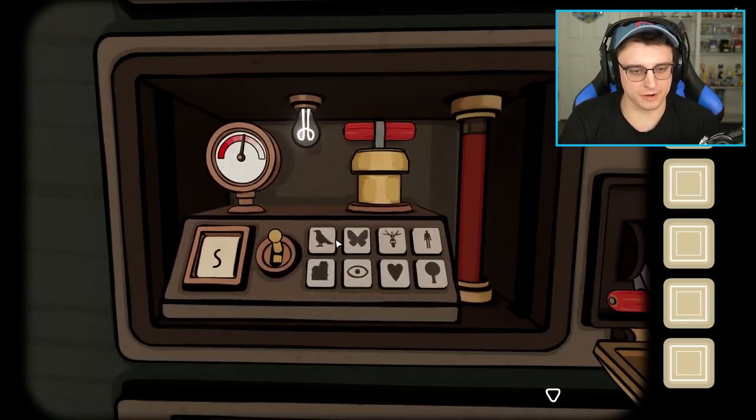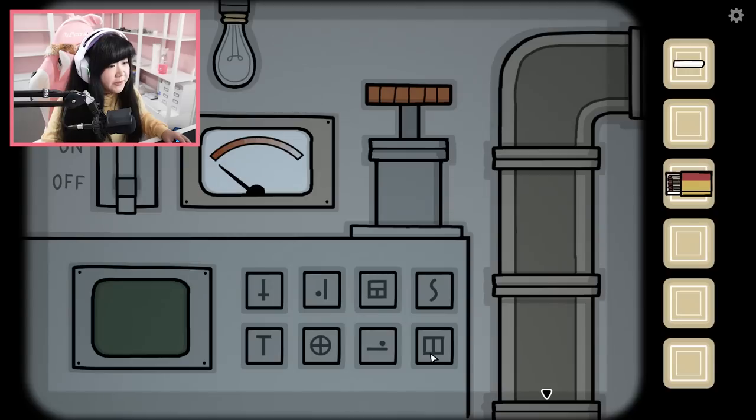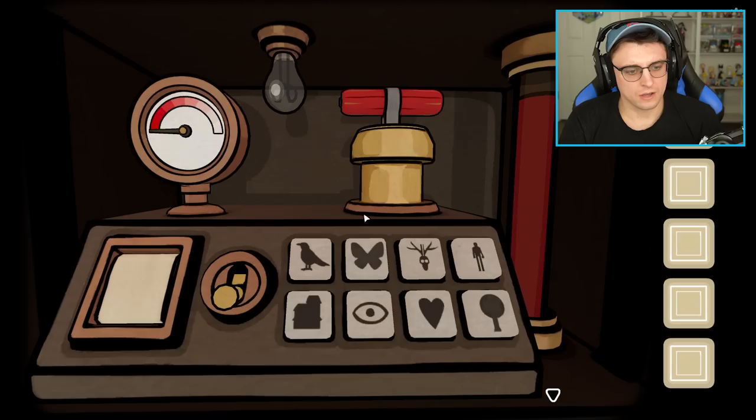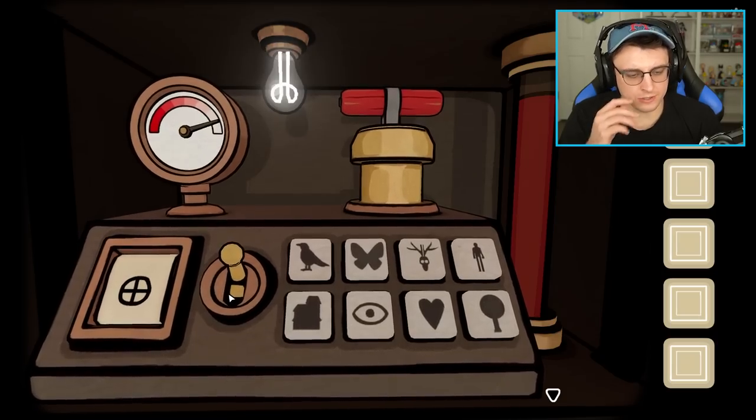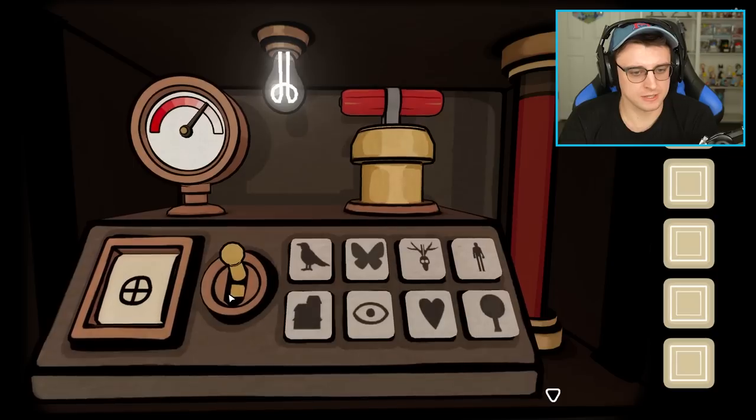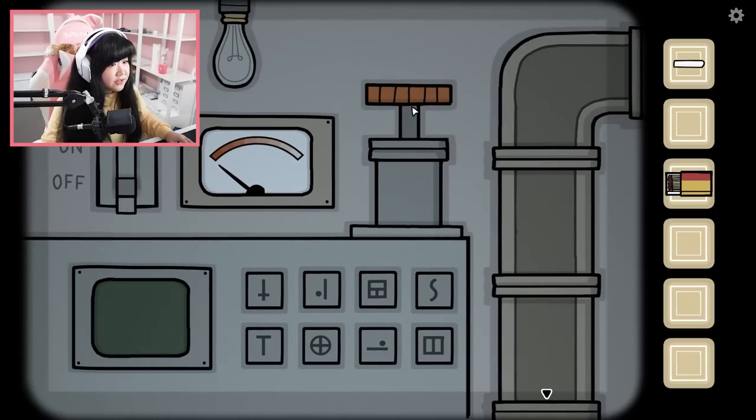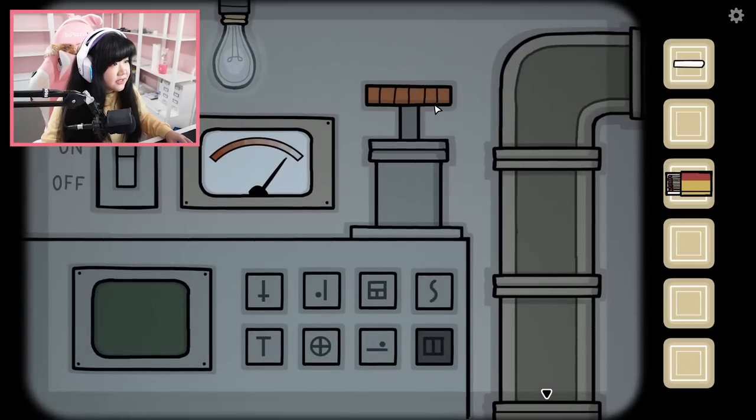And then I have a bird, butterfly, skull, man, tree, heart, eye, house. Maybe, I do have something that looks like it. Oh, it clicked! Okay, so I have a circle with a cross in it. Circle with a cross. Okay. No, I need something from you. Oh, okay. Okay, I think I have an idea. So I do this and then push.